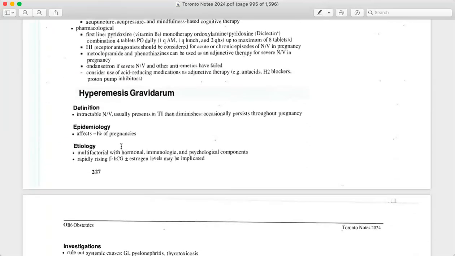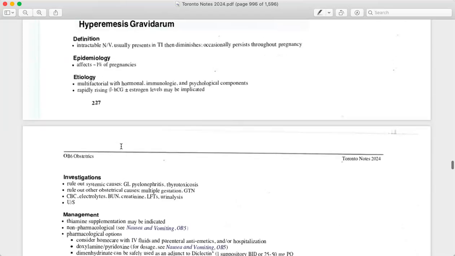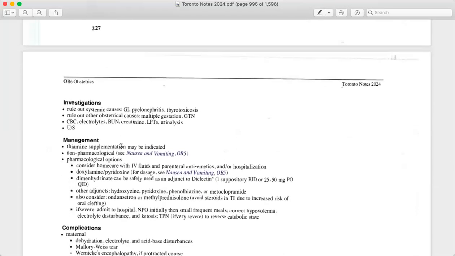Then hyperemesis gravidarum, where the patient is not even able to sit down and keeps having vomiting episodes. You have to rule out all of the systemic causes because this is more than usual. There could be some underlying disease going on, and multiple gestation. These are the most important. Rule out other obstetrical causes. What are those two? Multiple gestation and GTN.